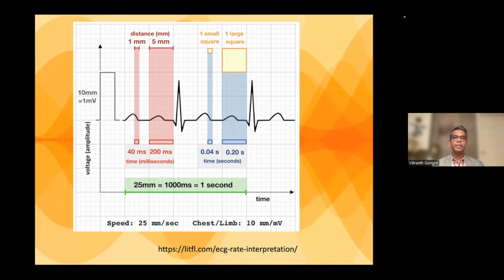So one small box is 40 milliseconds. So five of them together is 200 milliseconds. So that's a big factor. Some of the medical students say it's four boxes or five boxes. I say, well, that's great, but what is it in milliseconds? Because we think of the heart in beats per minute, and it's in time, not just boxes. So something to be aware of. Learn your boxes, and it's pretty easy.